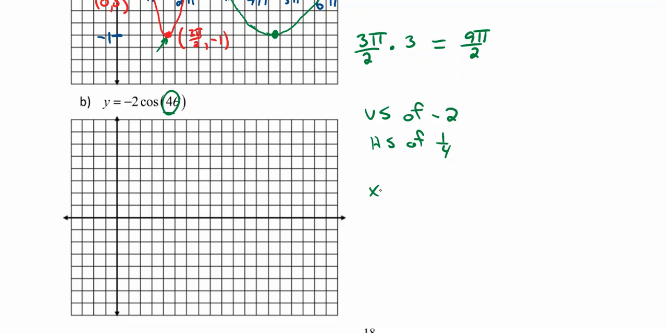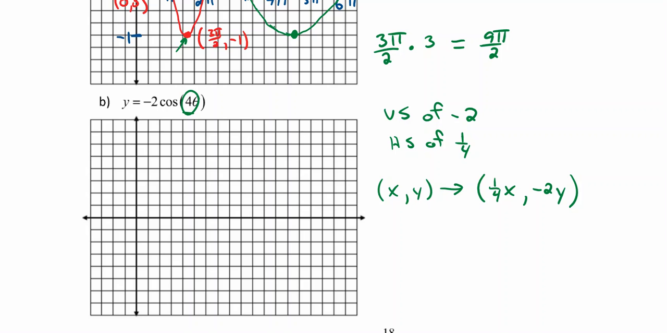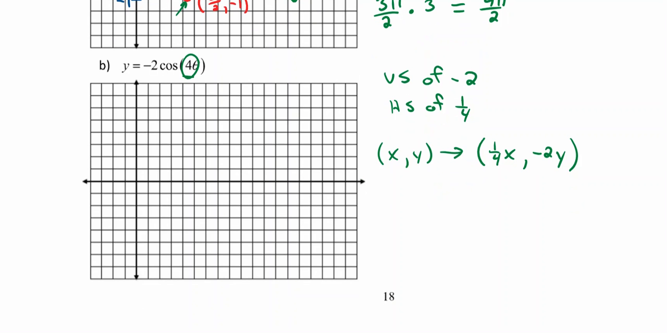So let's make a mapping rule for this. Any given point on this graph, xy, would turn into: my x's would all be multiplied by 1/4, and my y's would all be multiplied by -2. Sorry, I should finish that. 1/4 x, and then -2y for that y value, okay? So there's our mapping rule. That's our key, right? So now what we can do is say any point on the original function, y is equal to cos theta, right?